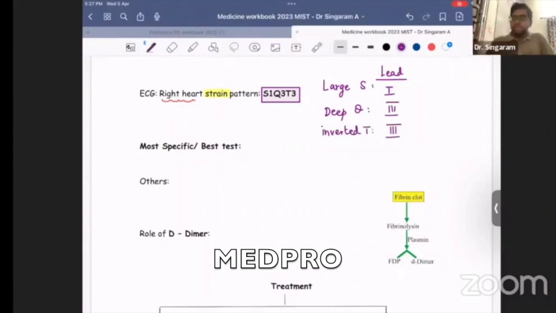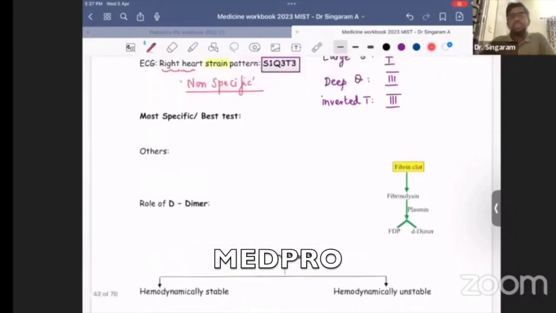That's all. And again, the point to be noted is, is it diagnostic of pulmonary embolism? Absolutely no. It is a non-specific finding. In any type of right heart strain also, you can get the same finding. So again, I'm telling you, ECG is not a diagnostic investigation. So if ECG is also not a diagnostic investigation, then what do you think is the best investigation for diagnosis?